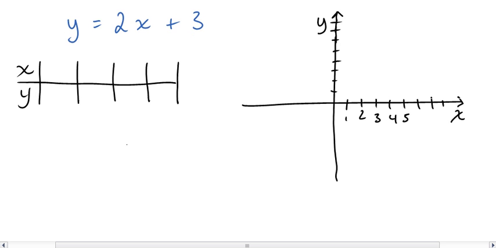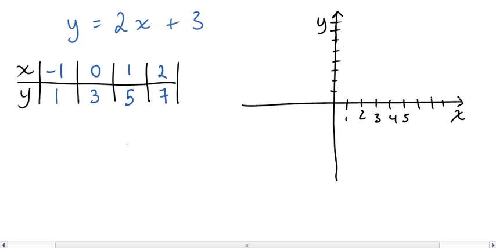Here we have y is equal to 2x plus 3, which is our example from beforehand. And we're going to try to plot the different x and y values to see what it looks like on a graph. So let's say x is equal to -1, then y is equal to 1. If x is equal to 0, then y is equal to 3. If x is equal to 1, y is equal to 5. And if x is equal to 2, y is equal to 7.